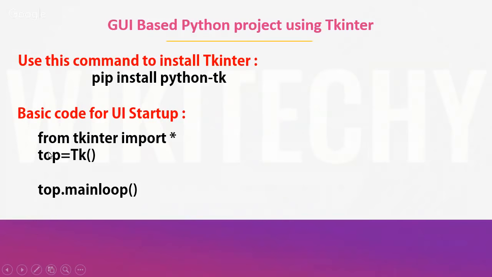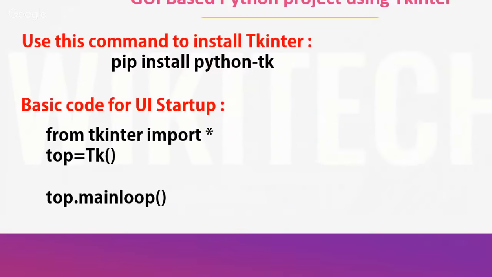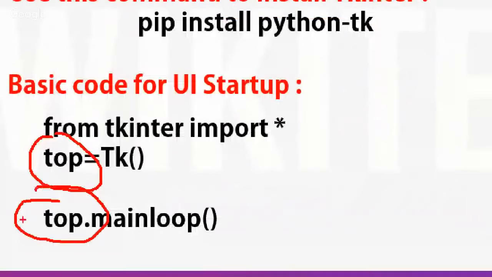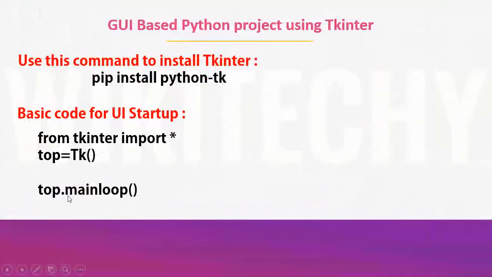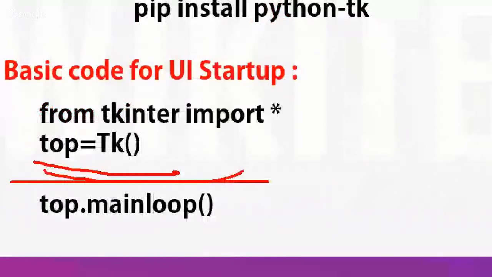Yes, you can have anything. For that you can have the name as Venkat also. And finally you have to wrap it up with the command top dot main loop. So this is the basic code you have to write. In between this code you can write your UI, everything here. Label, entry, button, everything you can write here.